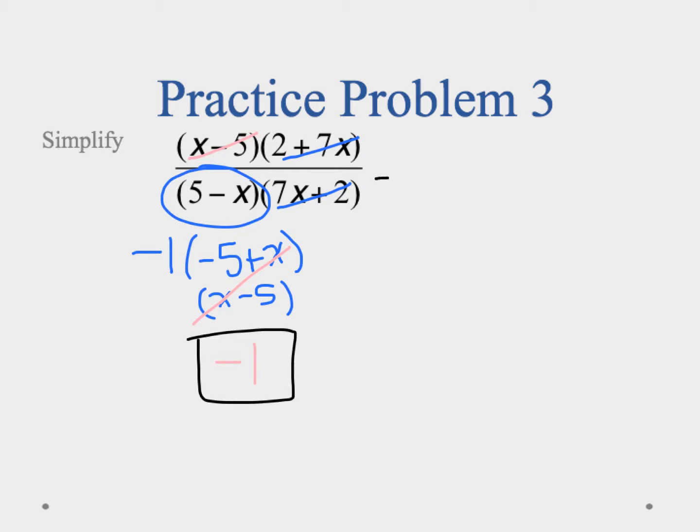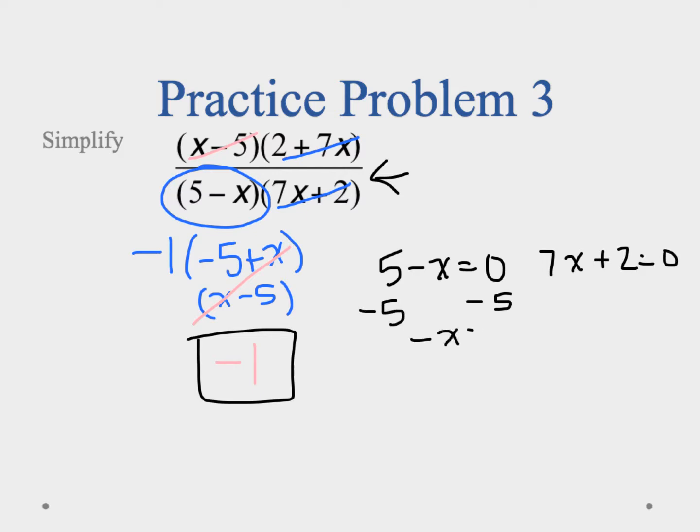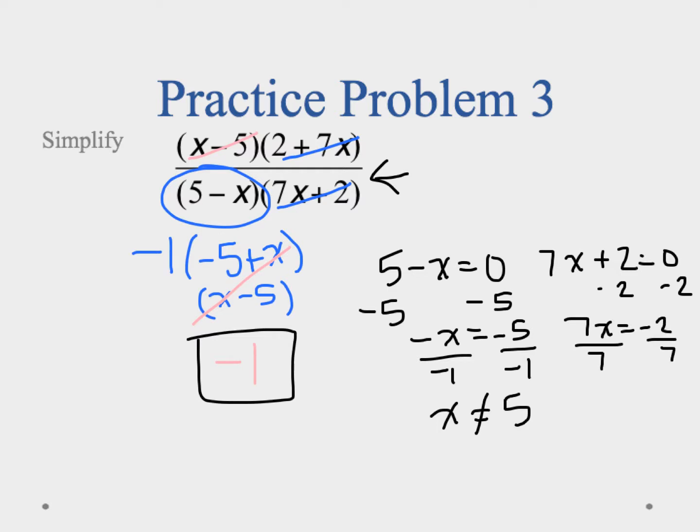Now I need to go back and look when this is not true. So I have 5 minus x equals 0 and 7x plus 2 equals 0. So subtract 5 on both sides, I get negative x equals negative 5, divided by negative 1. So x is not equal to 5. Subtract 2 on both sides, and I get 7x equals negative 2, divided by 7. So x does not equal negative 2/7.